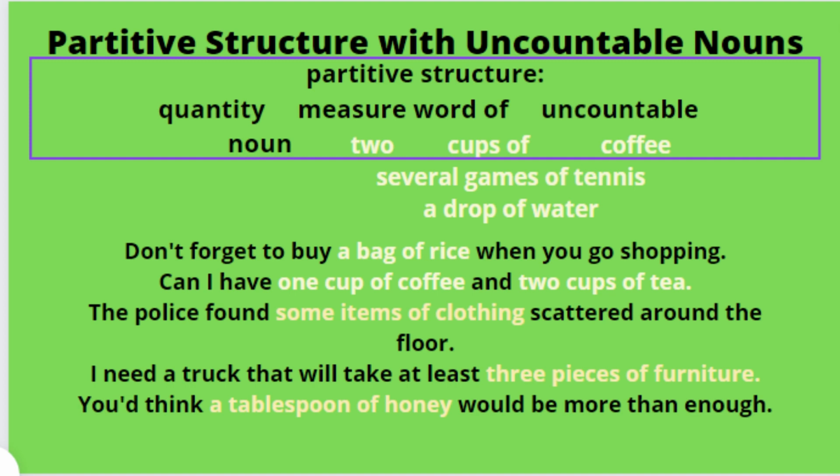The partitive structure using measure words is common with uncountable nouns, but it can also be used with countable nouns. For example, a series of accidents, two boxes of matches, a can of worms. So there is no hard and fast rule for countable and uncountable nouns.